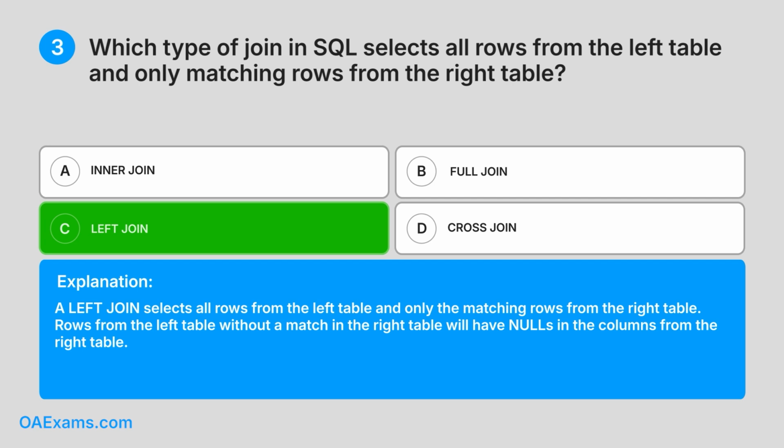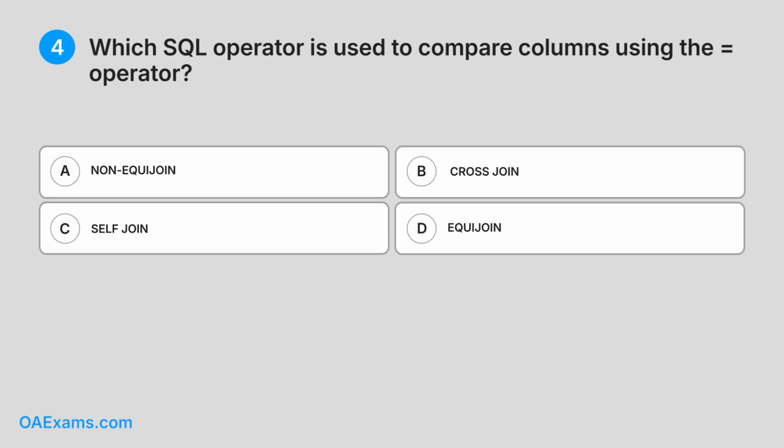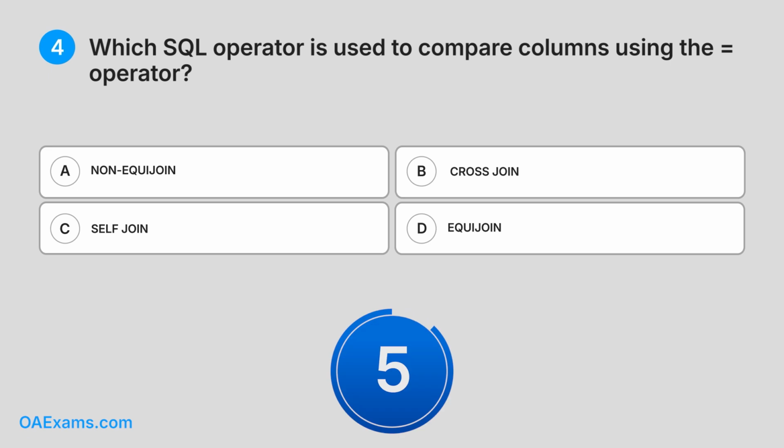4. Which SQL operator is used to compare columns using the equals operator? A. Non-equi-join. B. Cross-join. C. Self-join. D. Equi-join. What do you think is the answer?